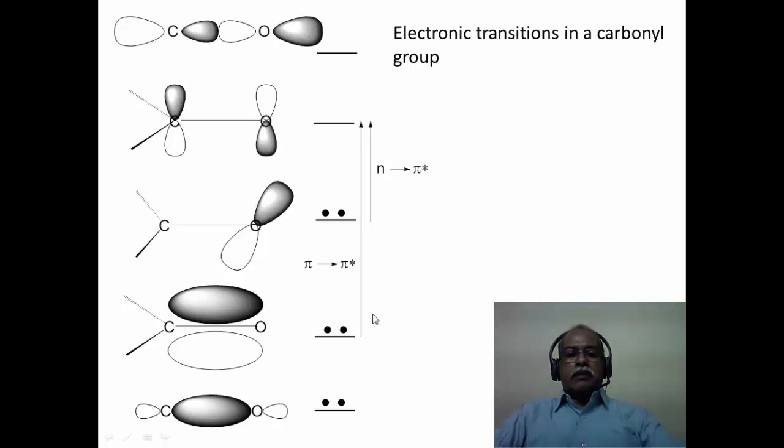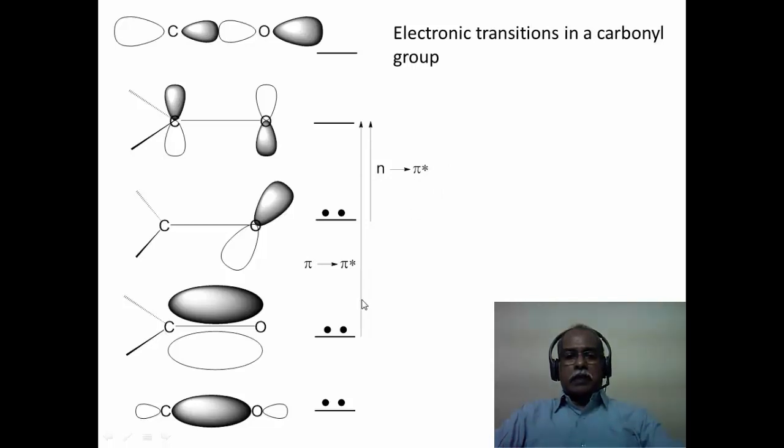Now the transition is from this level, which is the pi level, to the pi star level, which is denoted by the arrow shown here. The pi to pi star transition, compared to the n to pi star transition, is a higher energy transition, and hence it occurs at lower wavelength. The n to pi star occurs usually at a longer wavelength.